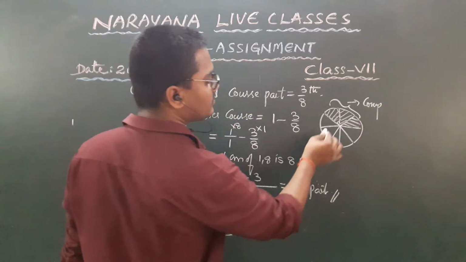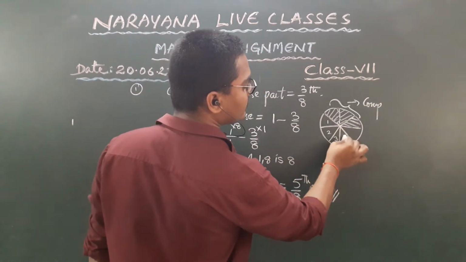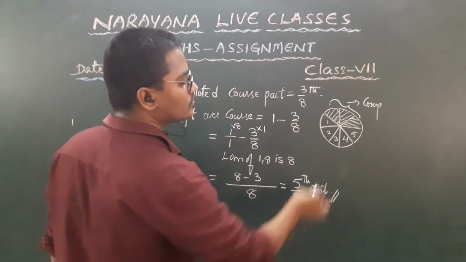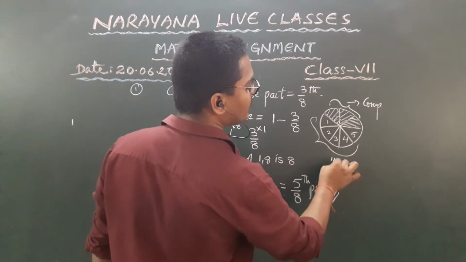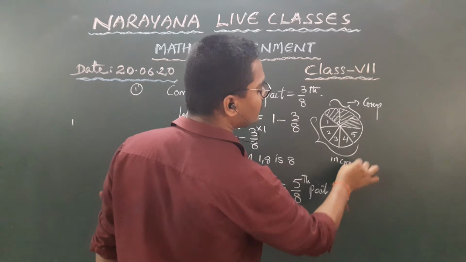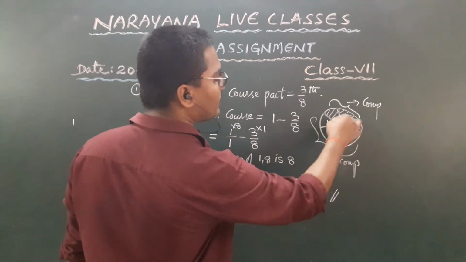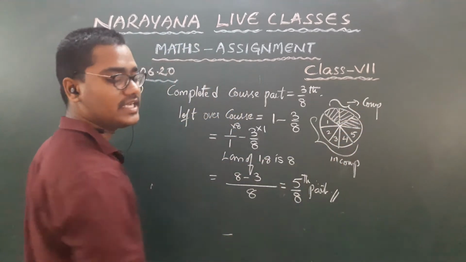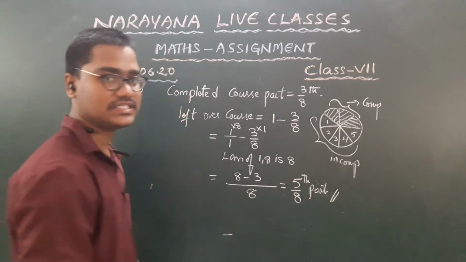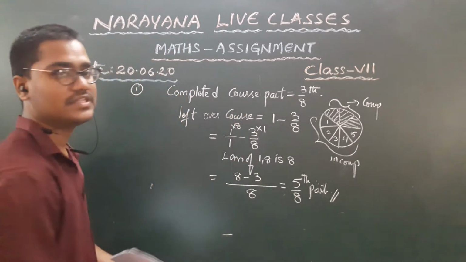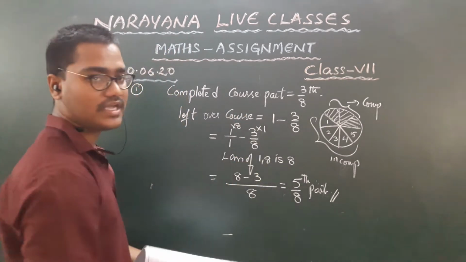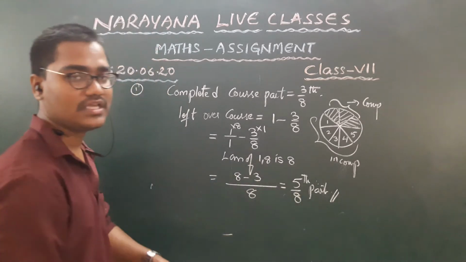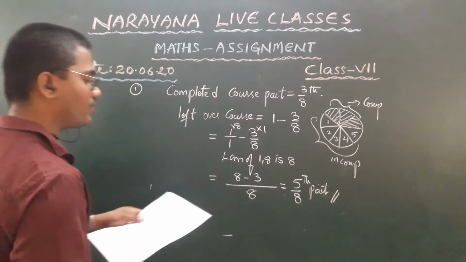Now how many parts remain, children? 1, 2, 3, 4, 5 blocks are remaining, right? So this is nothing but the incomplete part. What does he need to complete? Yes or no, children? So 5 upon total how many? 8. So by seeing the pie chart also you can solve the question, children. Or else you can follow the procedure 1 minus 3 by 8 and you will get the resultant answer as 5 by 8. I hope it is clear to everyone.